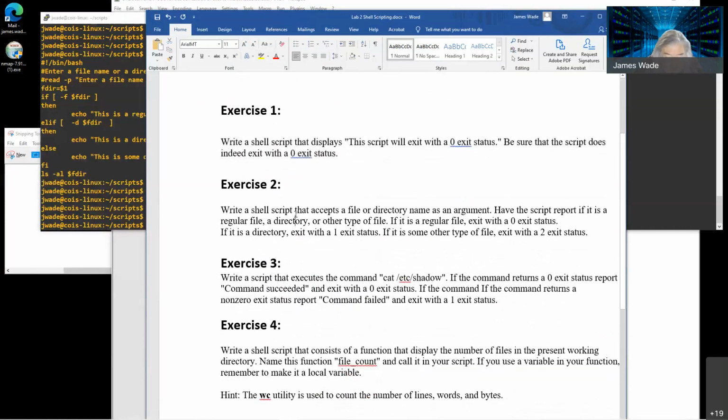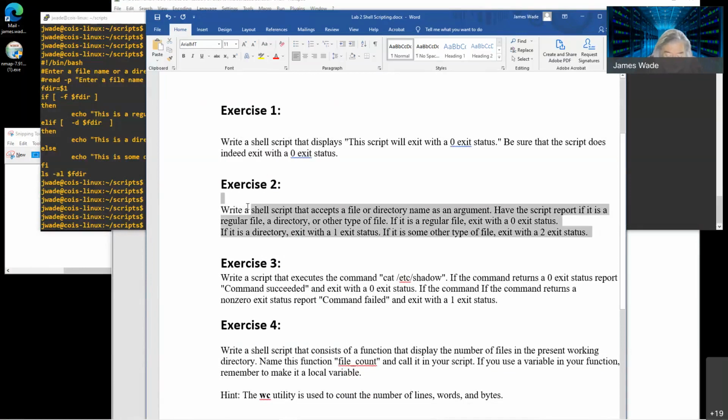Write a shell script that accepts a file or directory name as an argument. Have the script report if it is a regular file, directory, or other type of file. If it is regular, exit with 0. If it is directory, exit with 1. And if it is either type of file, exit with a 2.